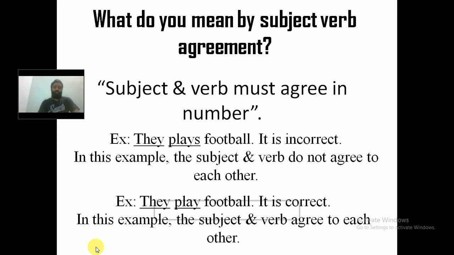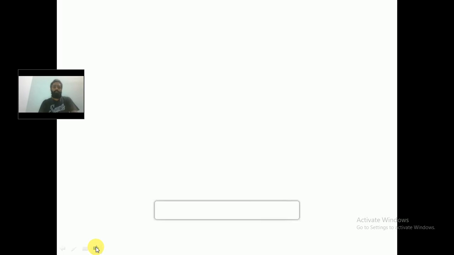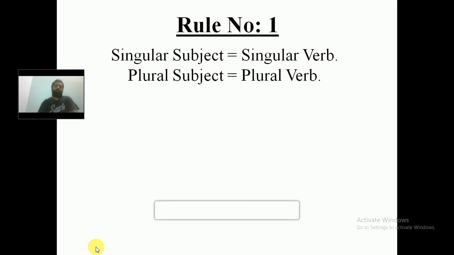You must be very clear with the different rules of subject-verb agreement, because when you talk, when you write something, there must be a proper connection between the subject and the verb. So we'll go through the various rules regarding the subject-verb agreement. Let's take the first rule. The first rule is very simple, and the rule goes like this. If there is a singular subject, it has to be a singular verb. If it is a plural subject, it has to be a plural verb.